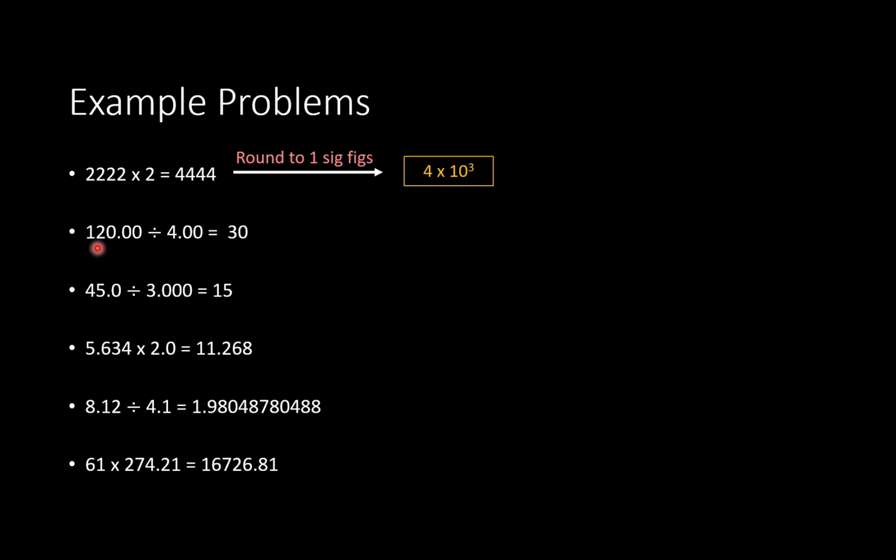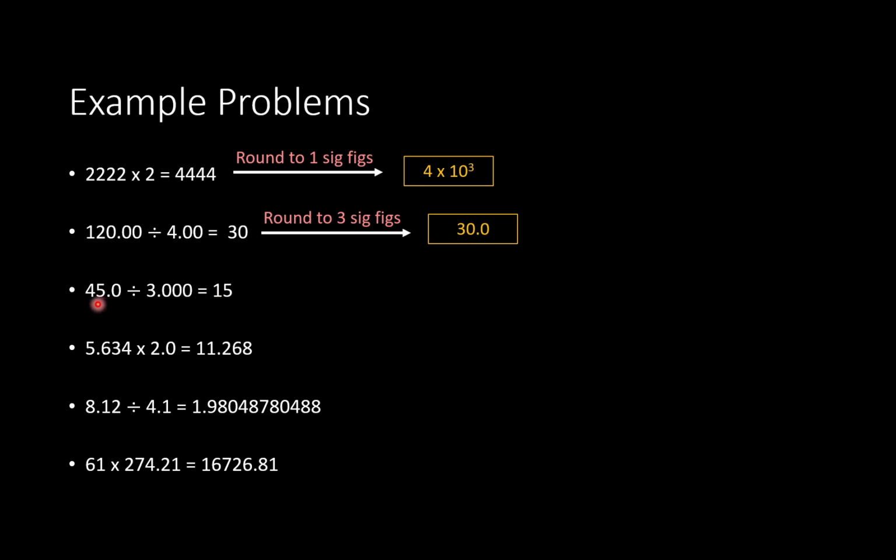Here we have 120.00 divided by 4.00. Now, if you were to plug this into a calculator, it will simply give you 30. But remember, we have to apply significant figures to this answer. We see that 4.00 is a number with the fewest number of significant figures, having 3. So we have to round 30 to 3 significant figures, and here we get 30.0.